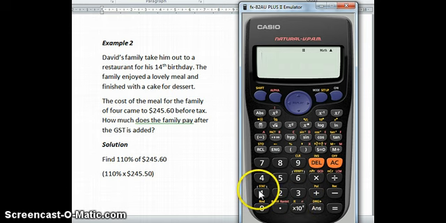To do this calculation, we need to find 110% of $245.60. So 110, shift left bracket to find the percent, then times $245.60, put the extra zero in, equals, and we find that the parents had to pay, well, hopefully the parents paid, $270.16 for the meal. So that's the amount after the GST has been added.